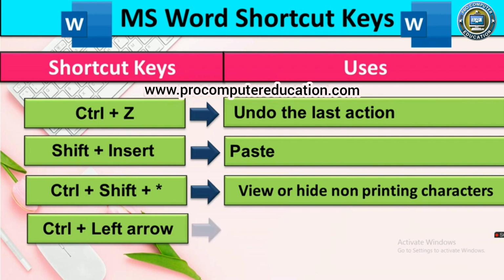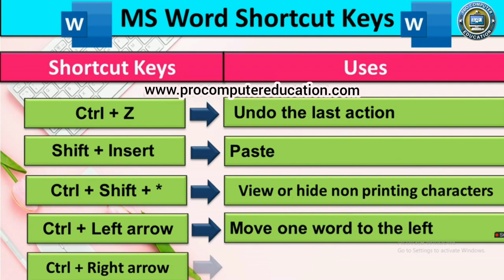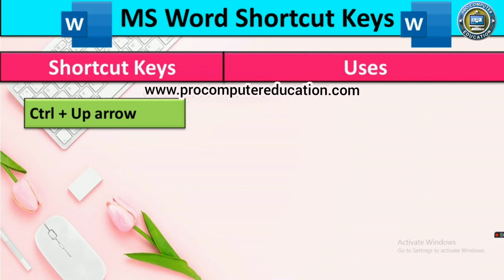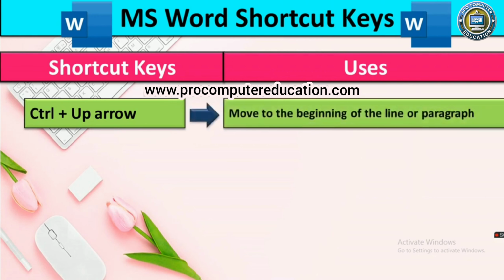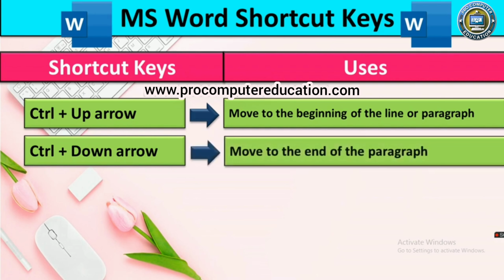Ctrl plus left arrow, it is used to move one word to the left. Ctrl plus right arrow, move one word to the right. Ctrl plus up arrow, move to the beginning of the line or paragraph. Ctrl plus down arrow, move to the end of the paragraph.